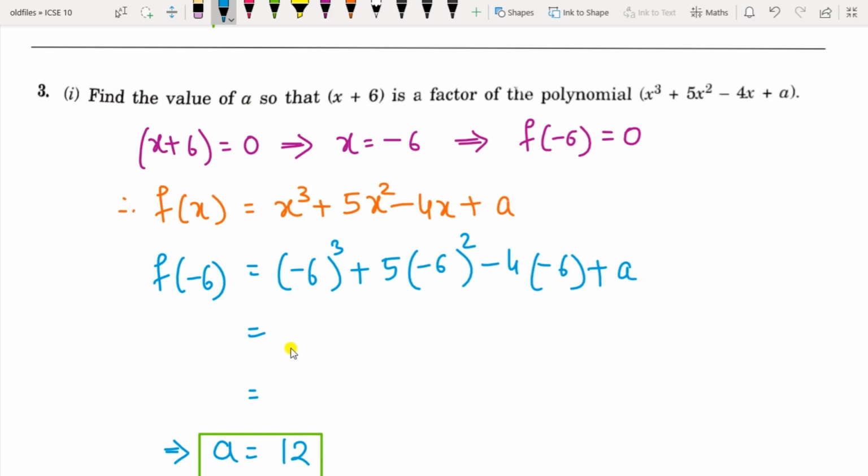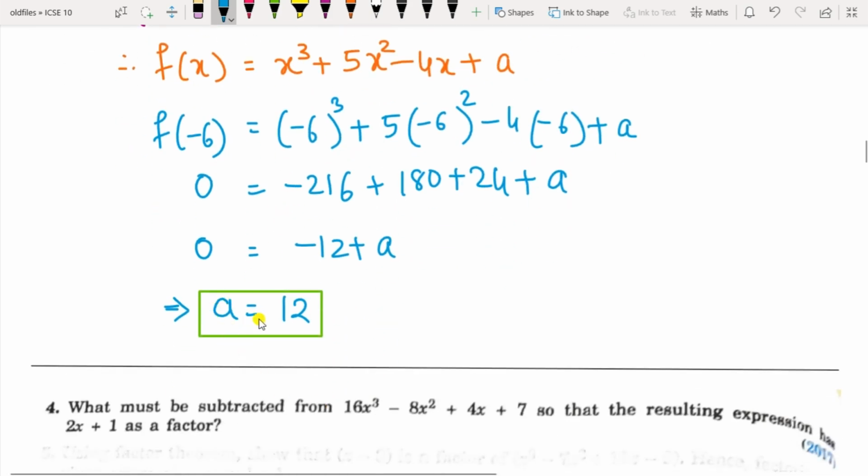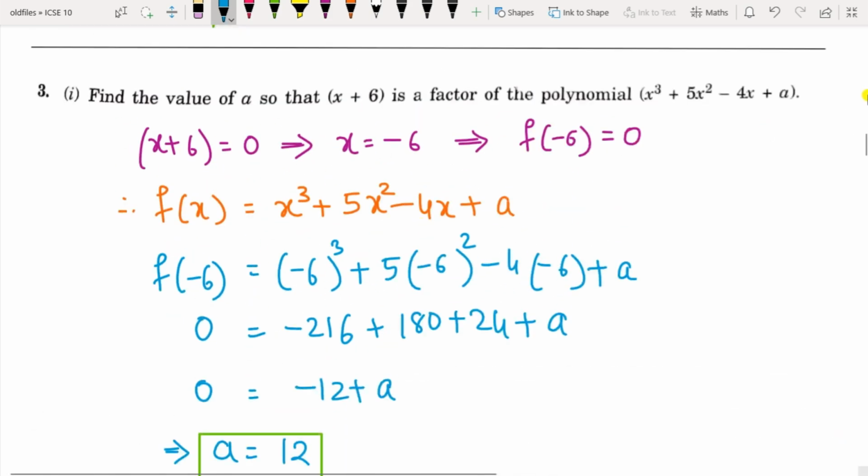Now if you solve this, you will get it as -216, plus 180, plus 24, plus a. This f of -6 is equal to 0 as x plus 6 equal to 0. So if you solve this, 0 equals -12 plus a, and therefore the value of a is 12, right. So this is the constant term in this given polynomial, so a is 12 here.